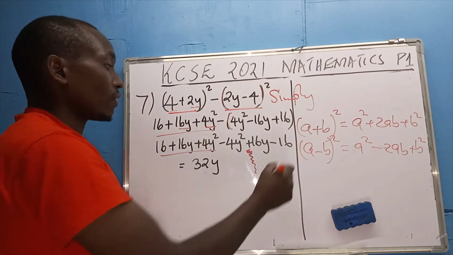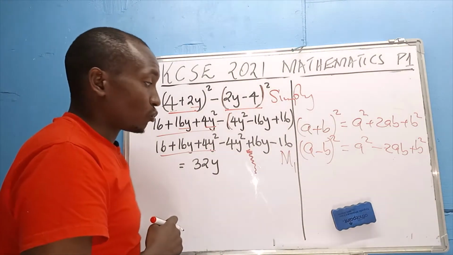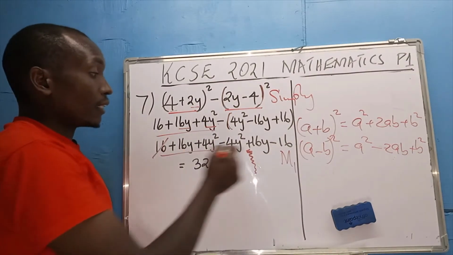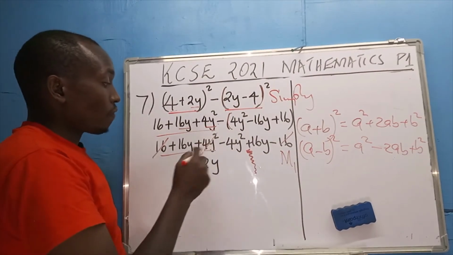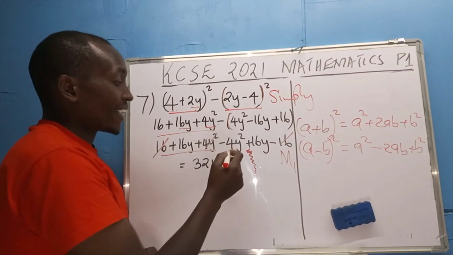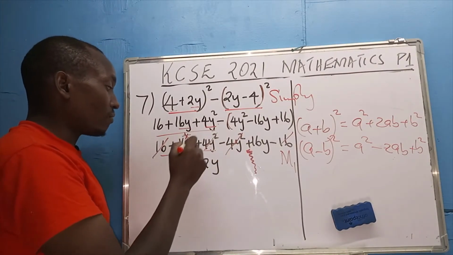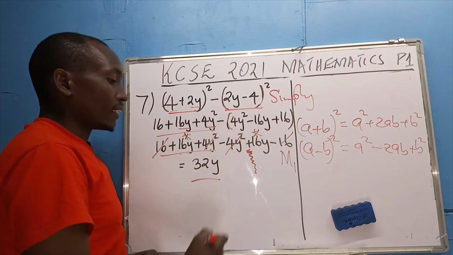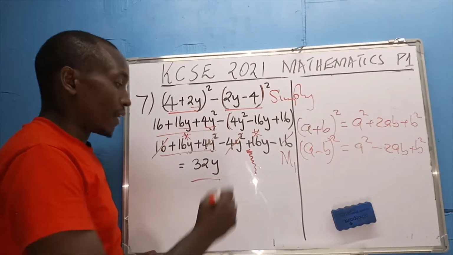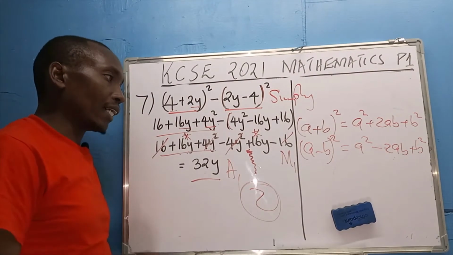So what I have, the first mark in method 1, is for putting the like terms together. 16 minus 16, that is 0. Then I have 4y squared minus 4y squared, that disappears. Then finally I'll have 16y added to 16y. I get 32y. And that is how the student scores the 2 marks.